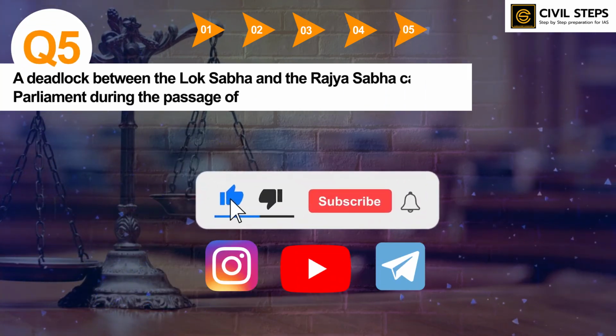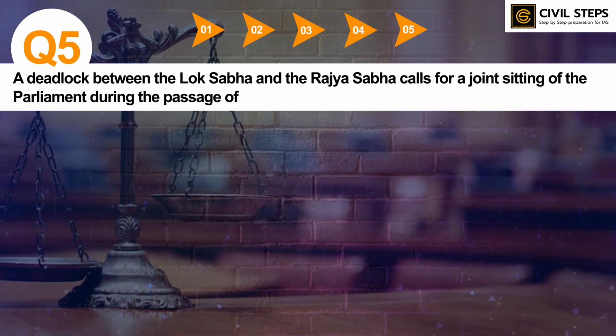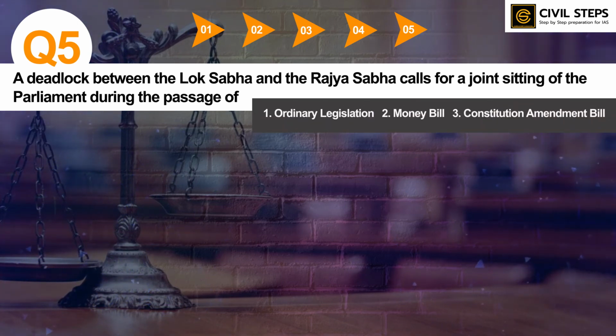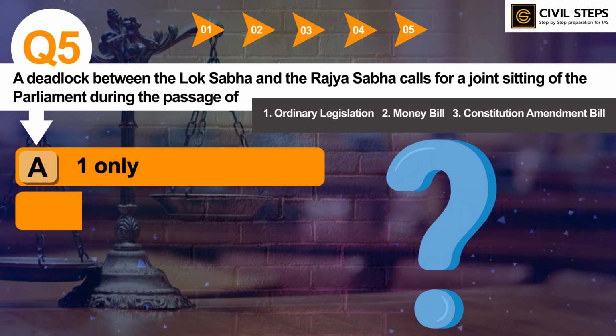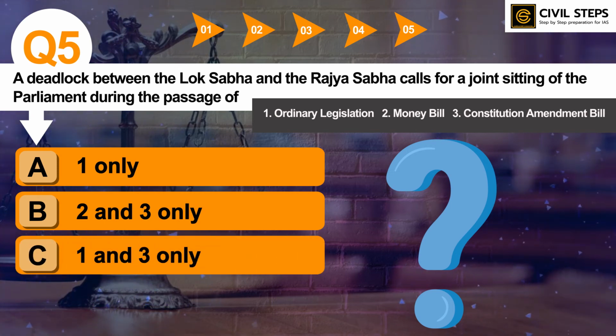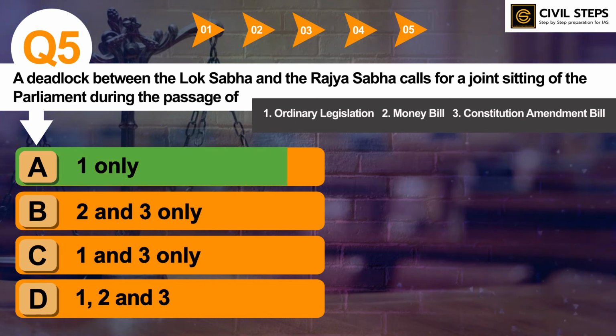A deadlock between the Lok Sabha and Rajya Sabha calls for a joint sitting of the Parliament during the passage of first, ordinary legislation, second, money bill, third, constitution amendment bill. Select the correct answer using the codes given below. Option A, 1 only. Option B, 2 and 3 only. Option C, 1 and 3 only. Option D, 1, 2 and 3. So you can pause this video and write the answer in the comment section. So the answer of this question is option A, one only.